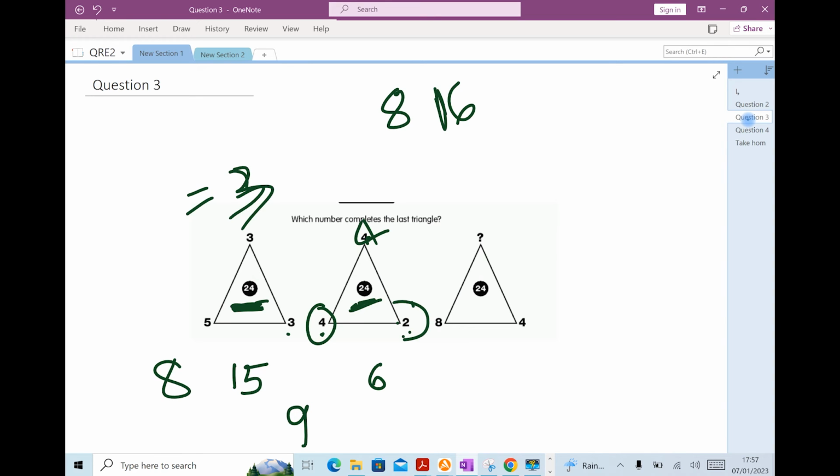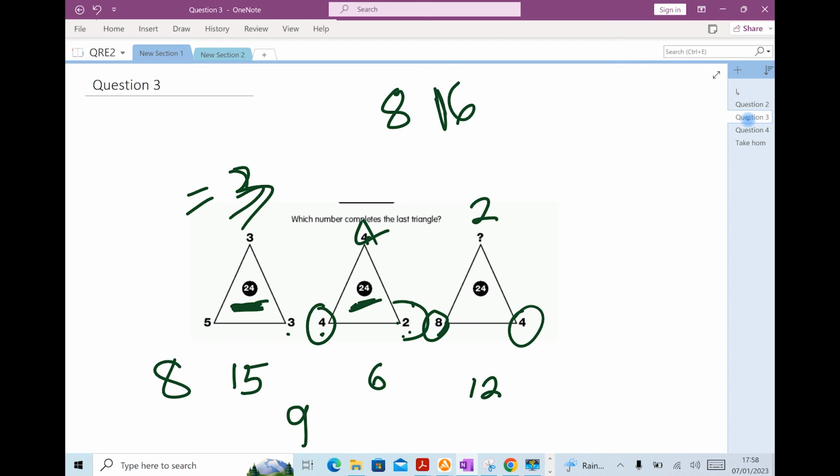So let's use both methods to check out the third triangle and see if we arrive at the same answer. Okay, so the first method says we add 8 and 4 together, and that gives us 12. What do we multiply by 12 to give us 24? That is 2. So the first method gives us 2 as an answer. Let's try out the second method and see what answer we get.